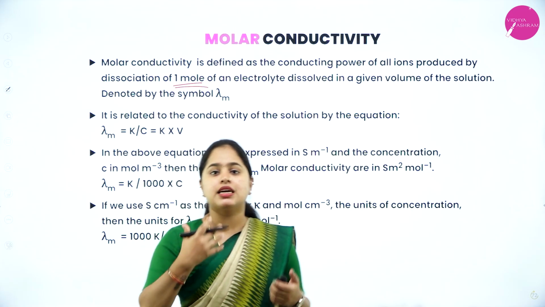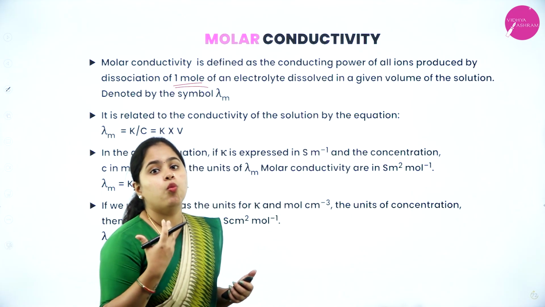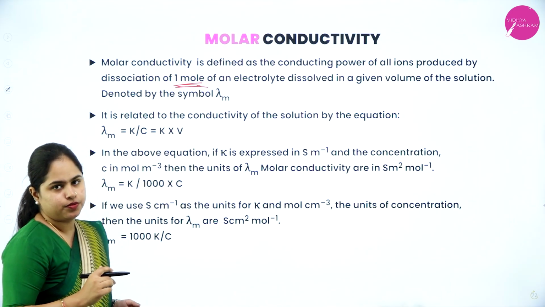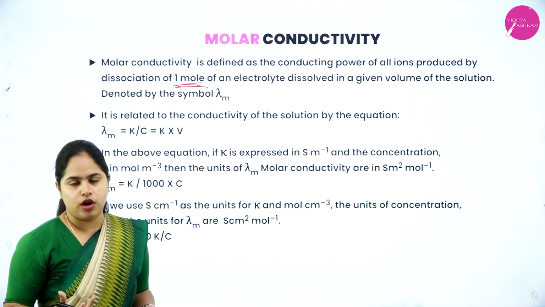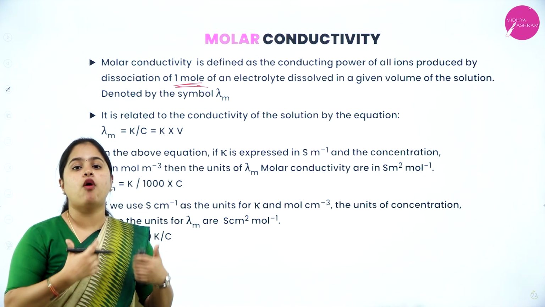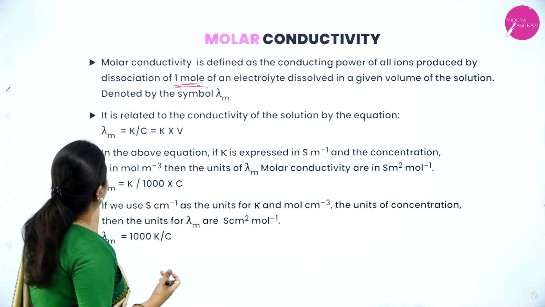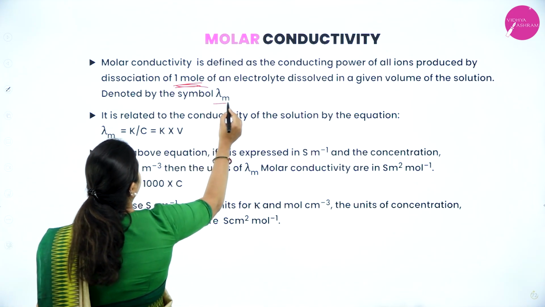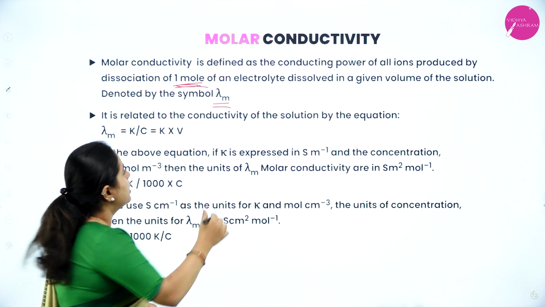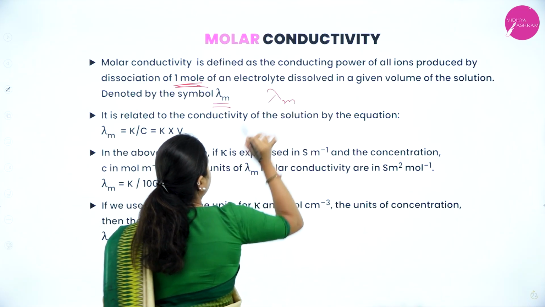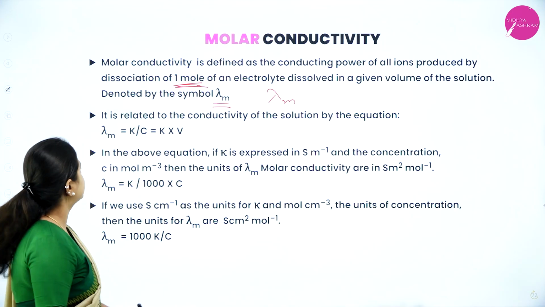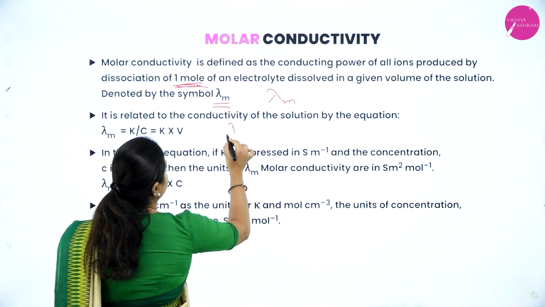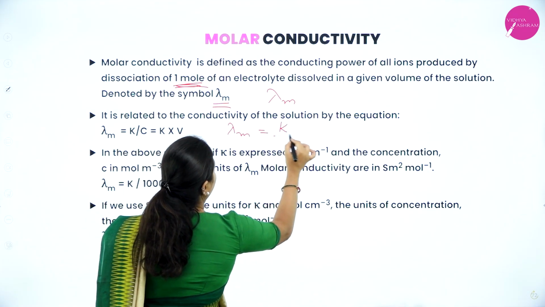So it is basically the conductivity of a solution which is having 1 molar concentration, or it is having 1 mole of an electrolyte. Okay, so the concentration will be 1 molar, or else it is the conducting power of all the ions which are produced by dissociation of 1 mole of electrolyte. It is represented by the symbol lambda m, lambda with subscript m for molar conductivity. It is related to the conductivity of the solution by the equation lambda m is equal to K by C.